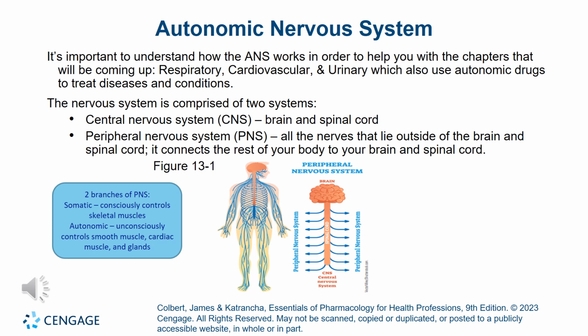As you see in figure 13.1, the nervous system is divided into the brain and spinal cord, which is the central nervous system, and then you have your outlying nerves, which is the peripheral nervous system. And there are 2 branches of the peripheral nervous system. The somatic branch is the one that consciously controls skeletal muscles. And then you have the autonomic, which unconsciously controls smooth muscle, cardiac muscle, and the glands. The purpose of this chapter, we'll talk about the autonomic nervous system.